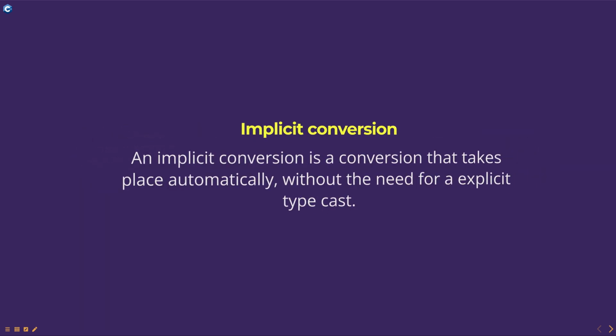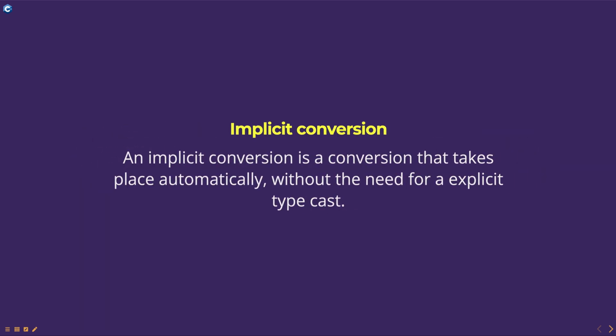Implicit conversion. An implicit conversion is a conversion that takes place automatically, without the need for an explicit typecast. This type of conversion is often performed by the compiler when an object of one class type is used in a context that requires an object of another type.